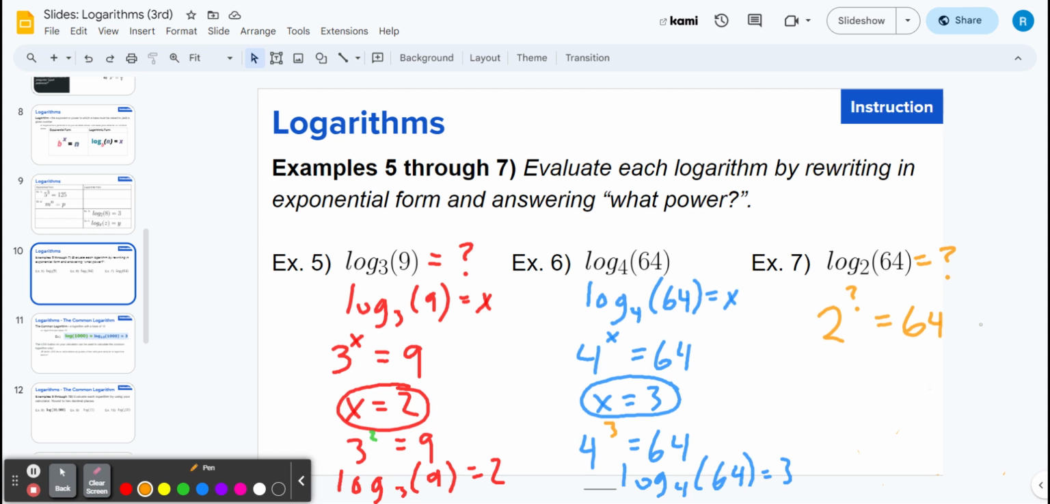But let's think about this. If we go 2 times 2, that gets us to 4, times another 2 gets us to 8, times another 2 gets us to 16, times another 2 gets us to 32, and finally, that last one gets us to 64. So it would be 2 to the 1, 2, 3, 4, 5, 6 power equals 64, meaning that the log base 2 of 64 equals 6.